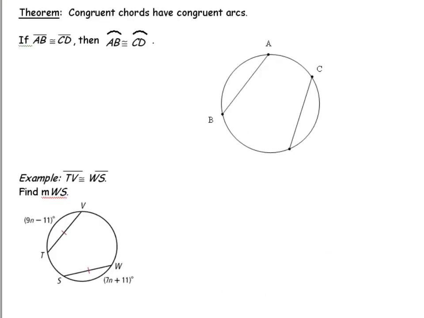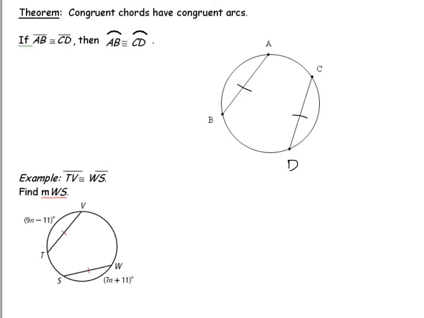The next theorem tells us that if you're working with congruent chords, then those chords should also have congruent arcs. So if I know that segment AB is congruent to segment CD, there should be a D down here, then I automatically know that the arcs formed by those chords are also congruent. So arc AB and arc CD would be congruent. If the chords are congruent, then the arcs are congruent.